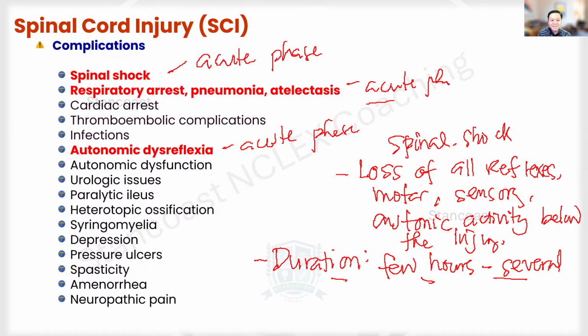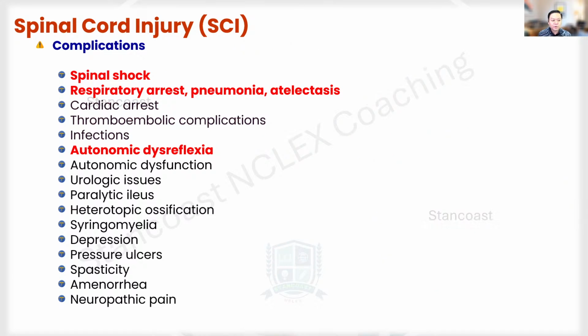All right. Again, there's a problem in their reflexes. There's going to be loss of the reflexes, loss of motor function, loss of sensory function, and also the autonomic activity control below the level of the injury. Again, below the level of the injury. Now this time, let's focus on the respiratory arrest. What do you think would be the priority here?